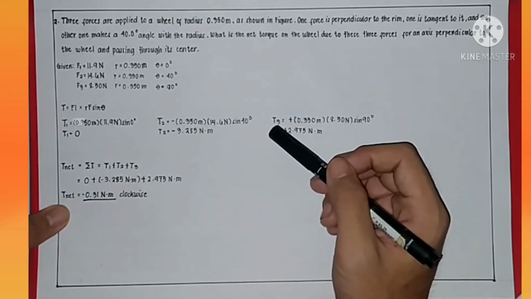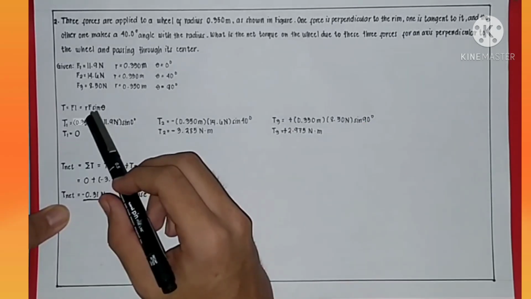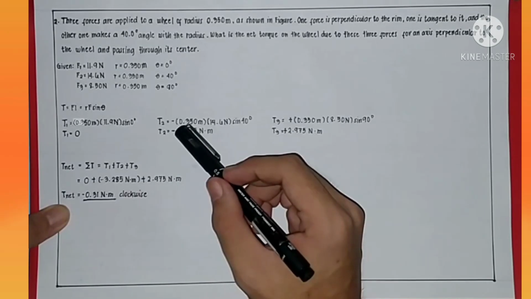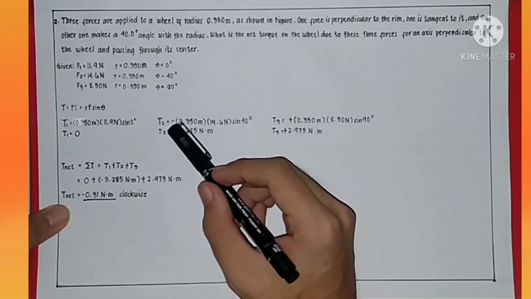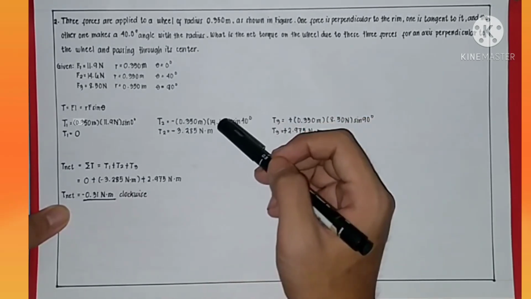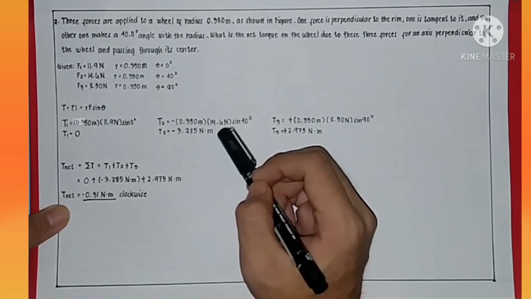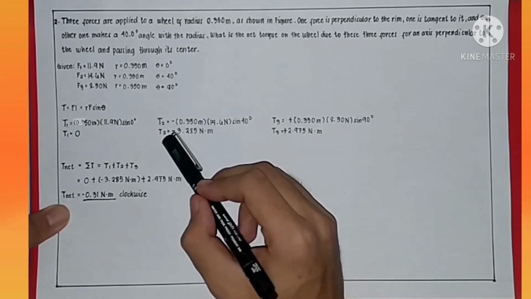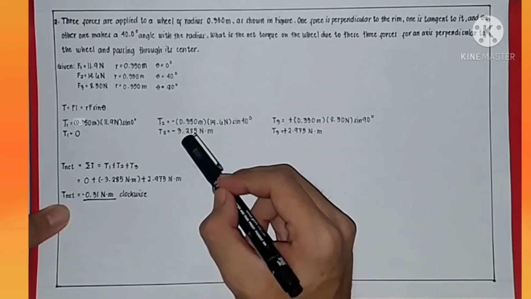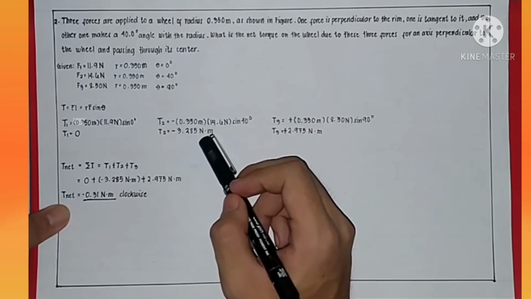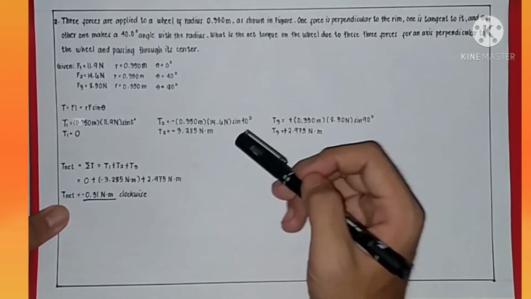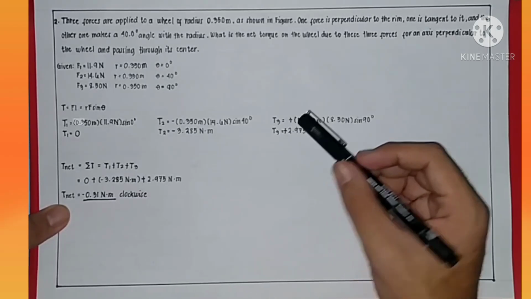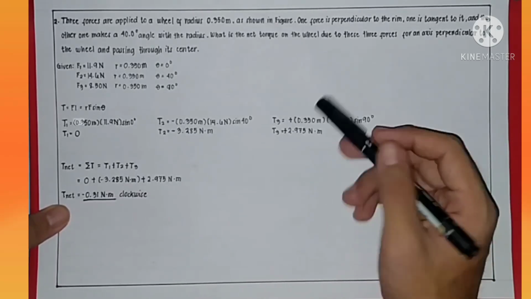And for torque 2, I used the formula of negative radius times force times sine theta, which is torque 2 equal to negative 0.350 meter times 14.6 Newton times sine 40 degrees, which results in a value of torque 2 equal to negative 3.285 Newton meter.